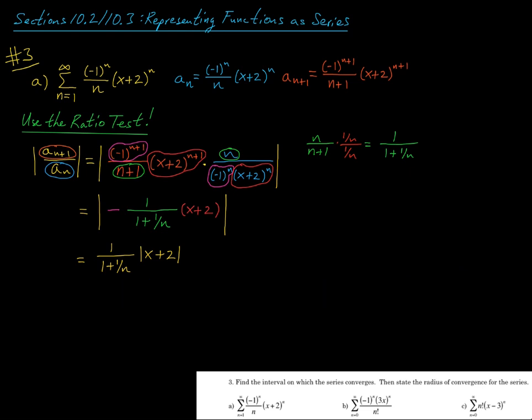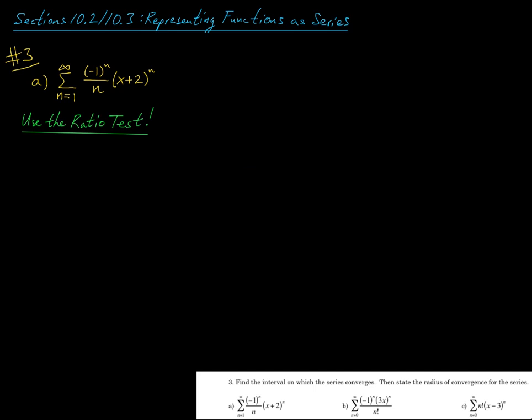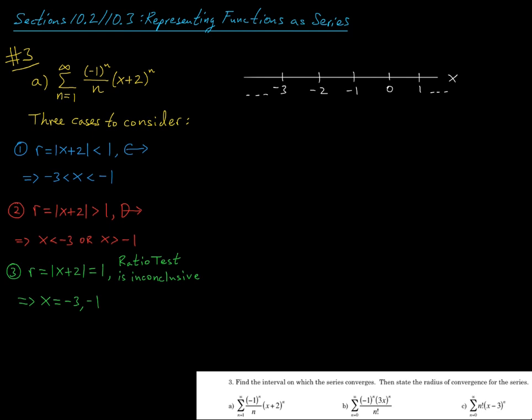Here are the 3 cases we are led to. Okay, the first case is when r, which again is |x+2|, is strictly less than 1. Here, the ratio test says that this series converges. And note that if |x+2| is strictly less than 1, that implies that x is strictly greater than negative 3 and strictly less than negative 1.